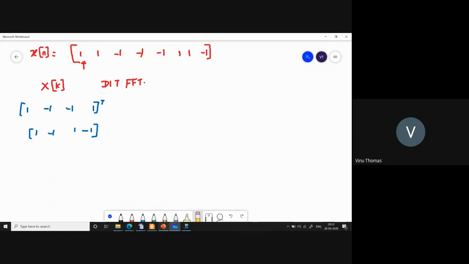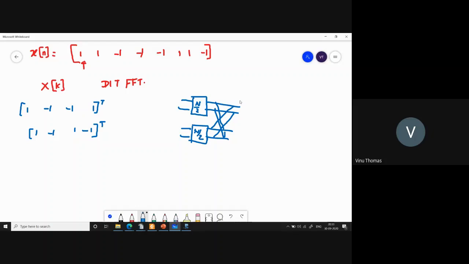Now, this is the first step. The even sequence goes as input to an N by 2 point FFT processor, and the odd sequence goes as input to an N by 2 point FFT processor. And then you have to combine these, and this is how you combine.